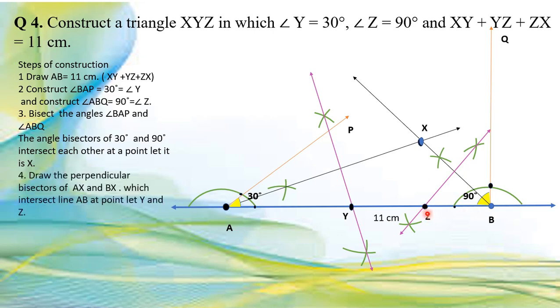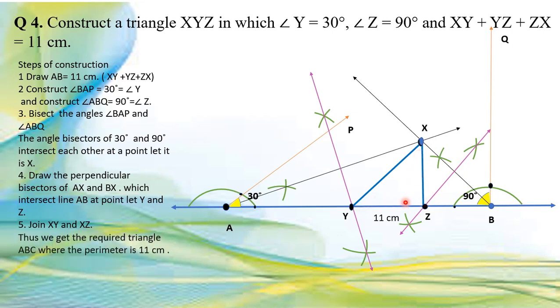Now next we have to join these points X, Z and Y, Z. So we get the required triangle XYZ, where angle Y is 30 degree and angle Z is 90 degree. Now we have to justify this.